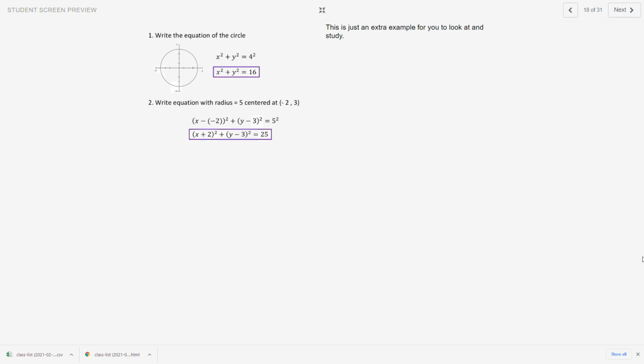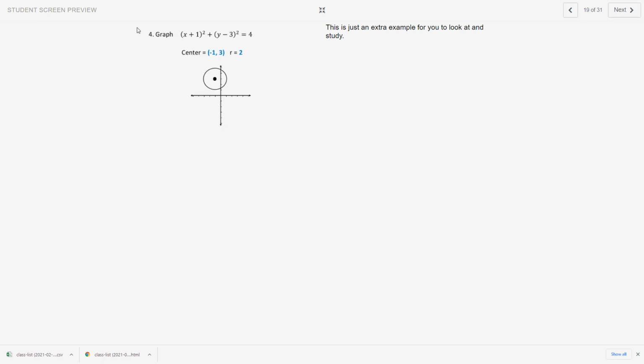All right, this is just some extra information, kind of an extra example that if you want to see it, write the equation of a circle from a graph, given some information. Same thing here. Here they give you the formula and they say graph it. What you would do is you start with the center, put a dot, and your radius is 2, so you go up 2, down 2, right 2, left 2, and then do the best you can with the circle, drawing a circle. I always have a hard time doing that.